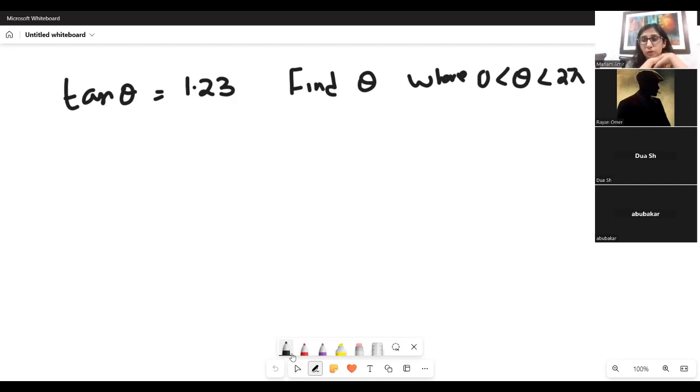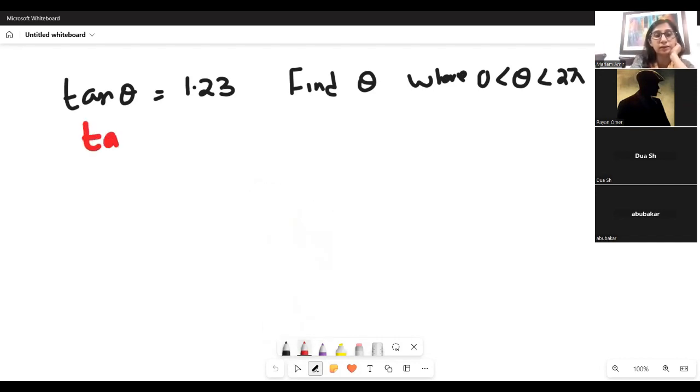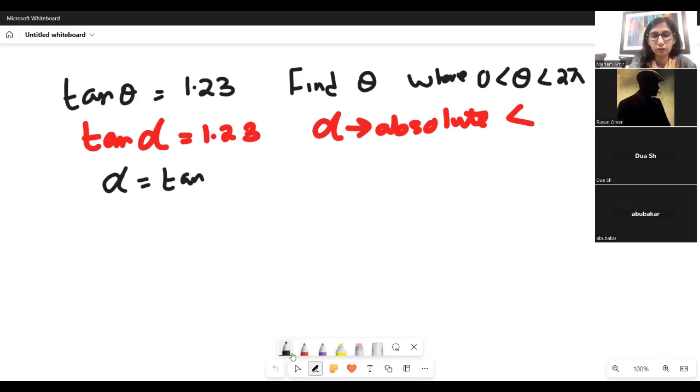Okay, so how do you solve this? You have to first ignore theta and write alpha here. So we rewrite the question as tan alpha equals 1.23. This alpha is known as absolute angle. Now let's find the value of alpha through tan inverse. Alpha would be tan inverse of 1.23.